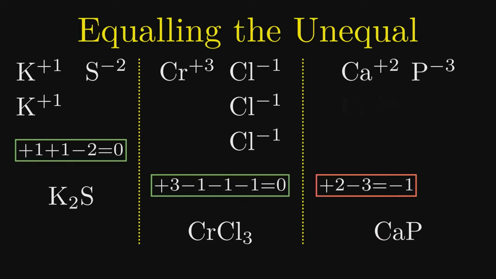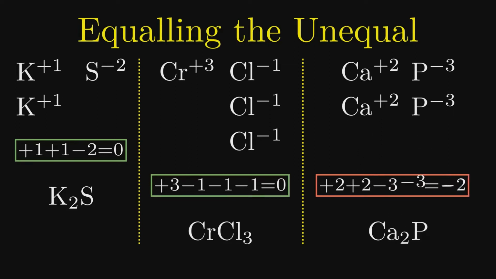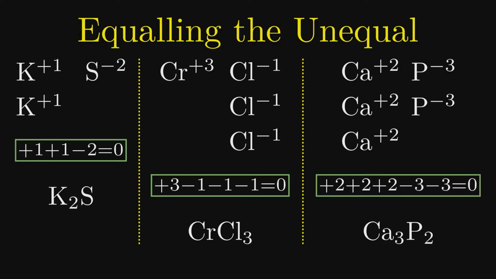With calcium and phosphide, the total charge is -1. Add another calcium and it's +1. Another phosphide, it's -2, which means a third calcium is needed to get it to 0, making the formula Ca3P2.